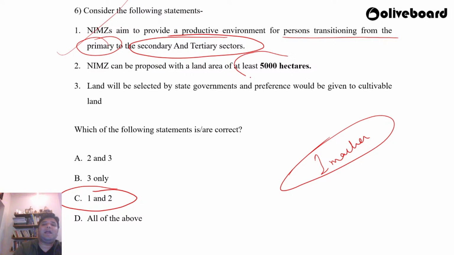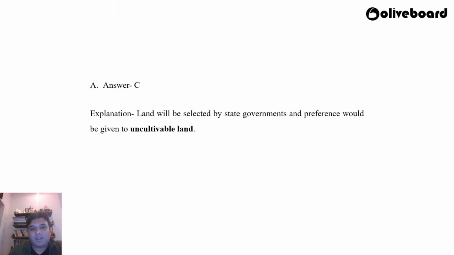NIMZ of course can be proposed with a land area of at least 5,000 hectares. At least, look at the language, at least मतलब 5,000 से तो ज्यादा ही होना चाहिए, right. And land will be selected by the state governments and preference would be given to cultivable land. अब ये गलत statement हो गया, okay, because land will be selected by the state governments and preference would be given to uncultivable land. कल्टिवेबल लैंड को अगर आप प्रेफरेंस दोगे तो मतलब आप एग्रीकल्चर की लैंड डाइवर्ट कर रहे हो. और भारत तो एक कृषि प्रधान देश है, तो क्या भारत में ये सफल हो सकता है? ये समस्या खड़ी कर देगा. इसीलिए आप uncultivable land को लेके उसमें NIMZ सेटअप कर सकते हो. You cannot divert agricultural land towards other activities, right. So the correct answer is C.